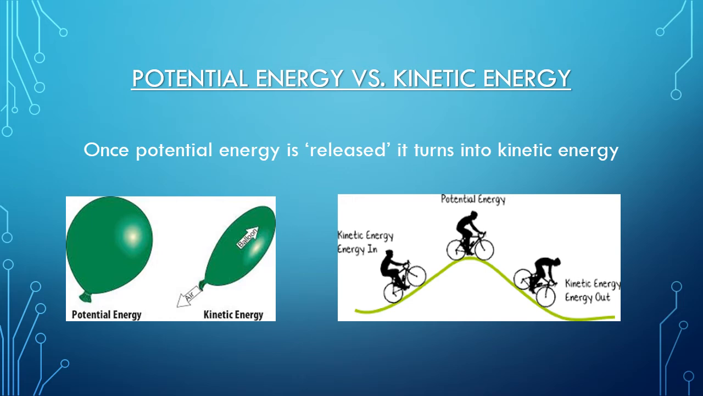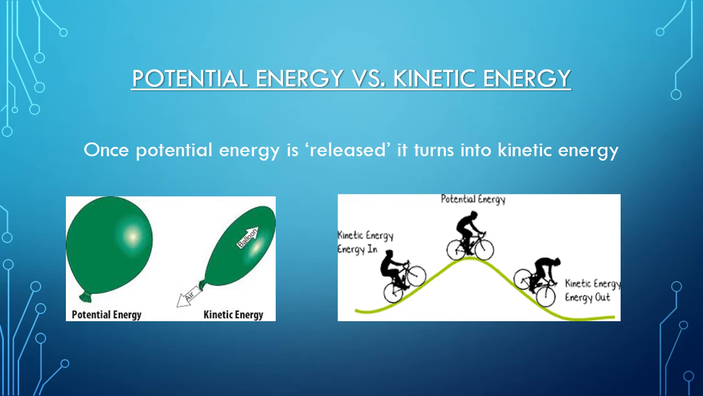So potential energy and kinetic energy are closely related, because potential energy is the stored energy of an object that is not in motion. Once that object starts moving, that potential energy is converted into kinetic energy. So the example of a balloon. You have a balloon filled with air. It's not moving. That balloon has a certain amount of potential energy, stored energy, and that's the air that is trapped inside the balloon.